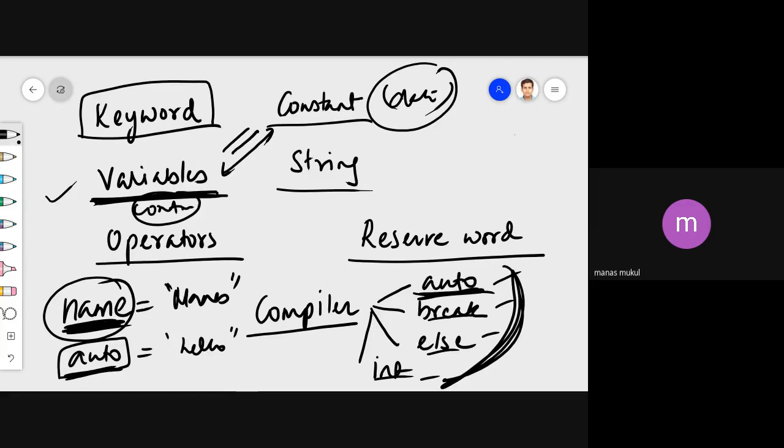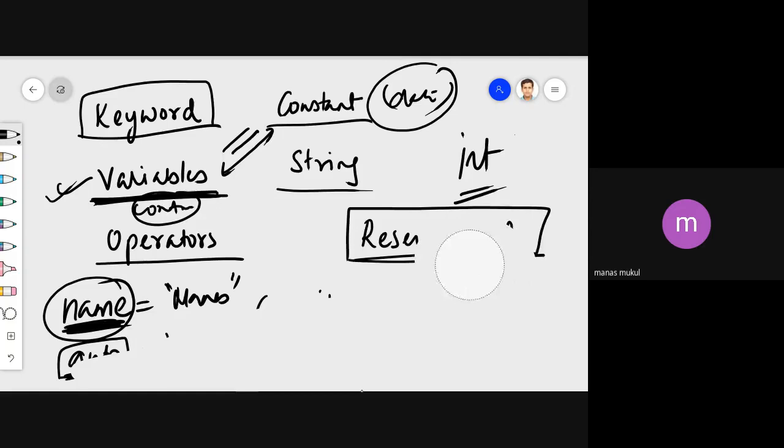For example, an identifier can also be a reserve word. An identifier means you're identifying what kind of thing it is. For example, when I say int, int doesn't have any functionality as such, but it identifies what kind of data it is. Are you getting it? Yes, sir. So just remember that reserve words are those words which are reserved for the compiler. You cannot use a reserve word to name your variables.